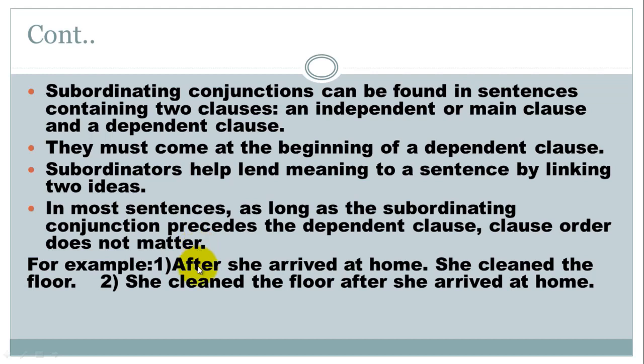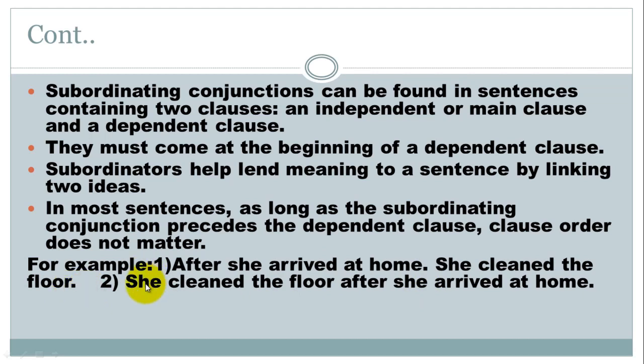As you can see, the first sentence: after she arrived at home, she cleaned the floor. After she arrived at home, she cleaned the floor. So she cleaned the floor is the main or independent clause. It can be a sentence of its own. If I say she cleaned the floor, that's a complete sentence.